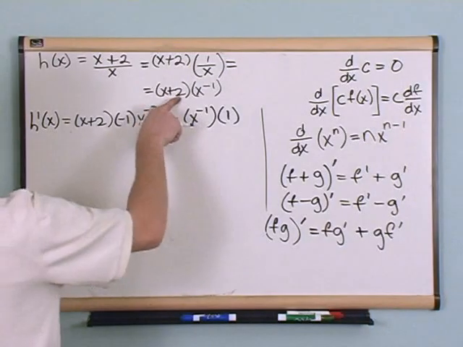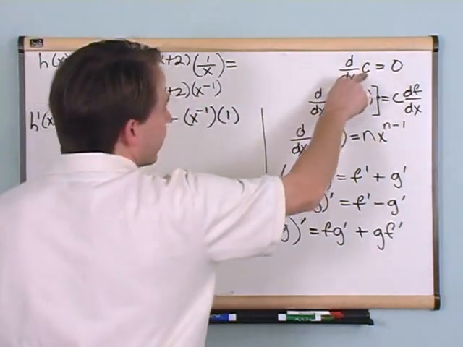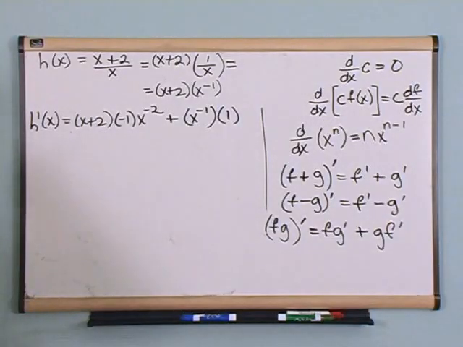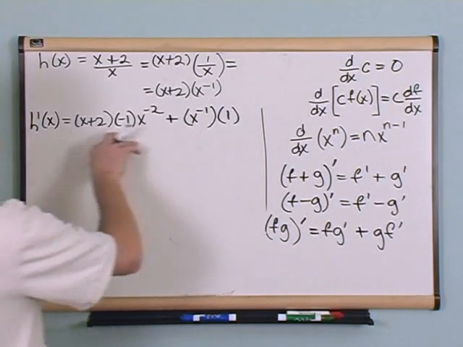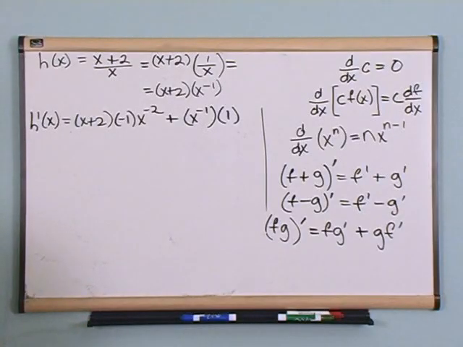Now the derivative of 2, this is just a constant. Derivative of a constant is 0. So here is basically the answer. I just have to simplify it, so let's go ahead and do that.